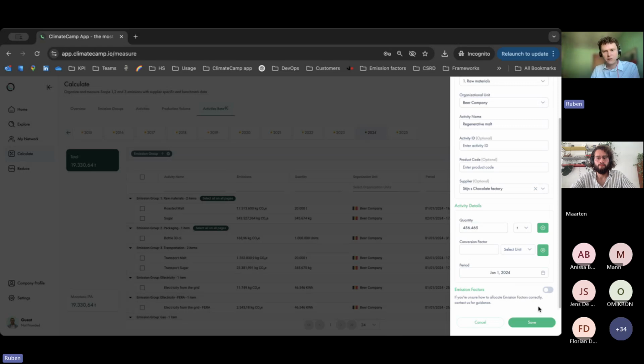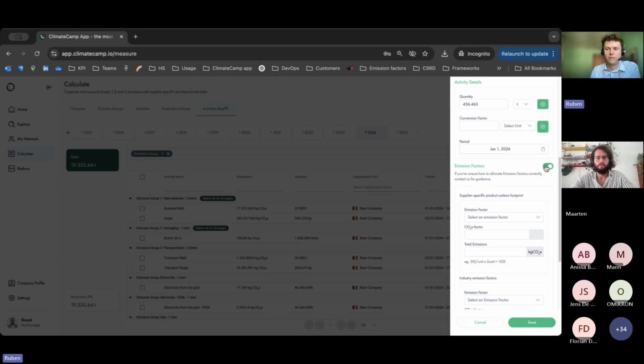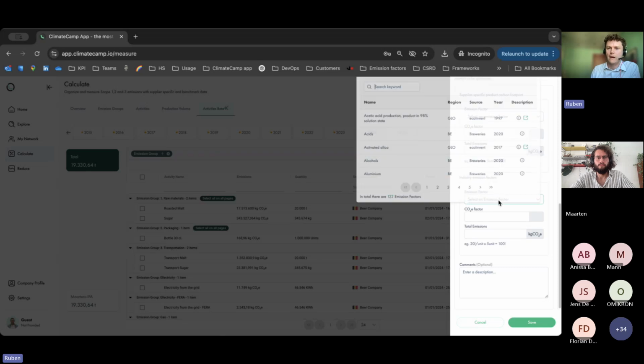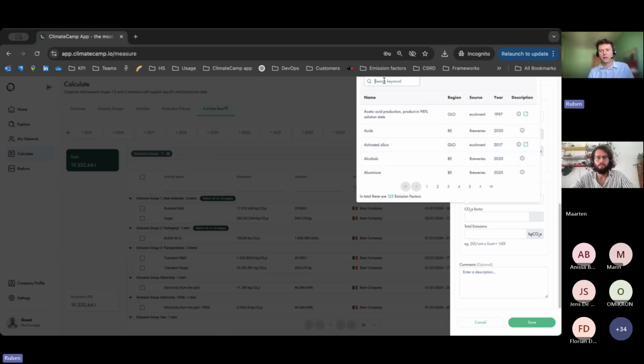If we save the activity like this, what will happen is that the ClimateCamp team will take on the emission factor allocation on their side. So there are a lot of emission factors available within the ClimateCamp platform, but we also support our customers in selecting these right emission factors if they would not be able to do it themselves. Next to that, if they are able to do it themselves, they could actually indicate that they want to allocate emission factors themselves, where it is possible to choose an industry emission factor, which is then based on, for example, ecoinvent, ADEME, Agribalyse. So different databases are available within ClimateCamp to be able to select.